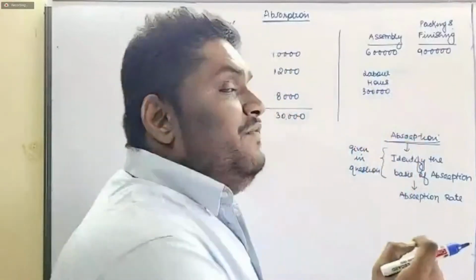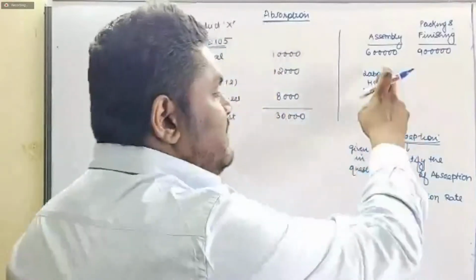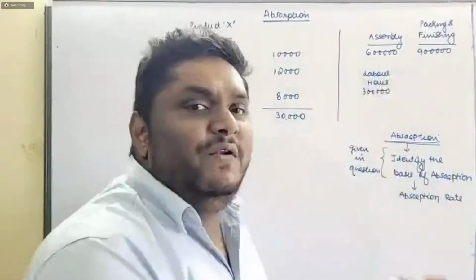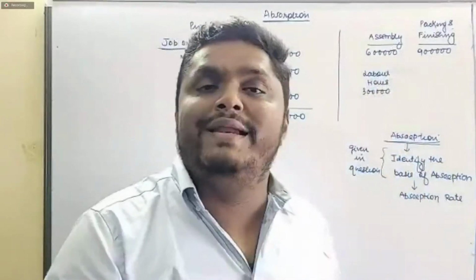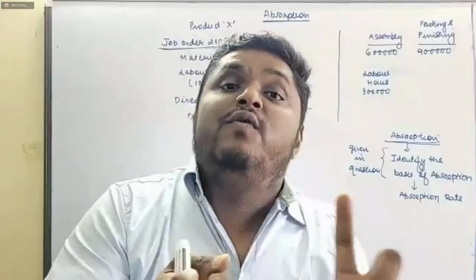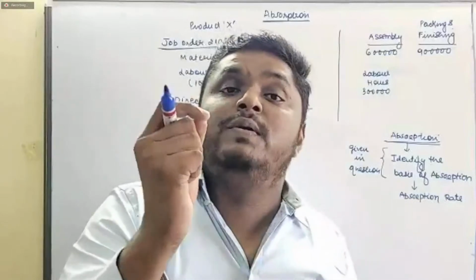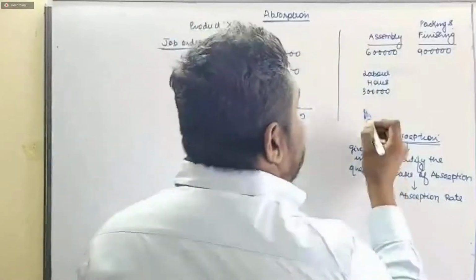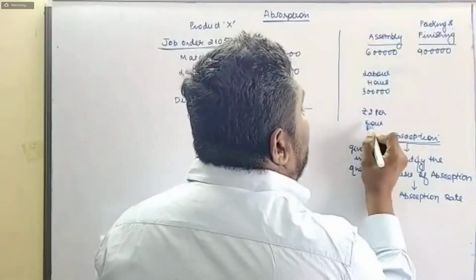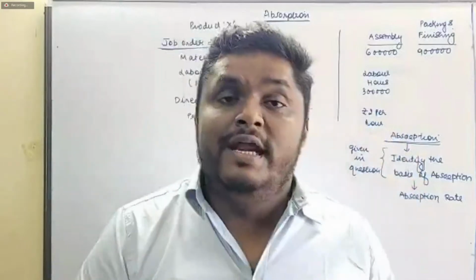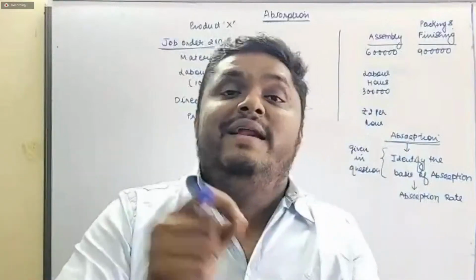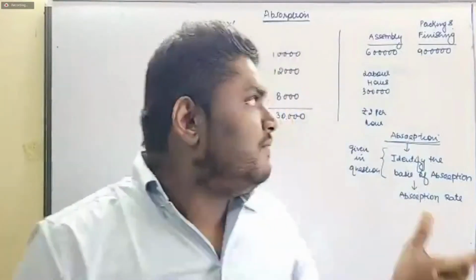So herein, we can calculate the absorption rate. See, the basis of absorption is what? Labor hours. So thereafter, we have to calculate the absorption rate. How can we calculate the absorption rate? Very simple. Total 6 lakh overheads for 3 lakh hours. So how much will be the overhead per hour? Very simple, ₹2 per hour. This is my absorption rate. It means the overheads of the assembly department are incurred at the rate of ₹2 per hour.